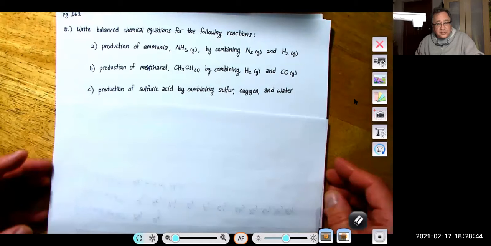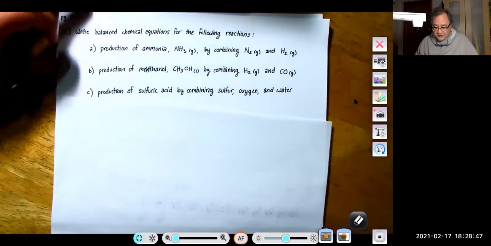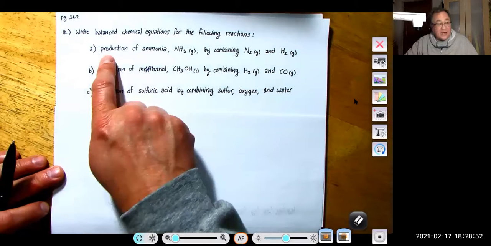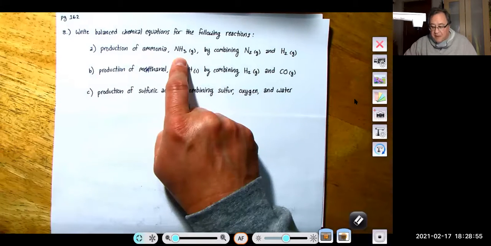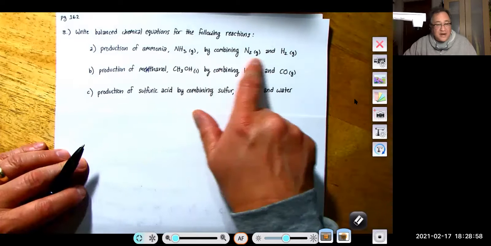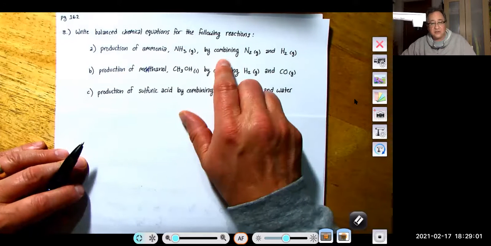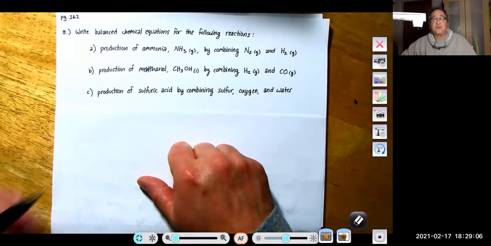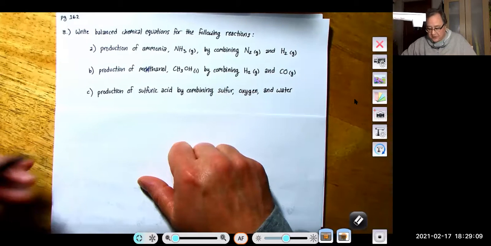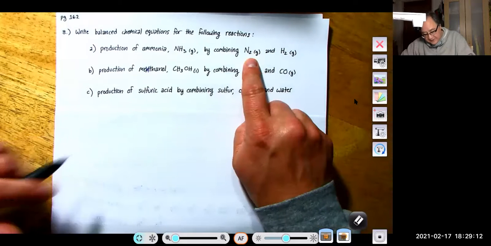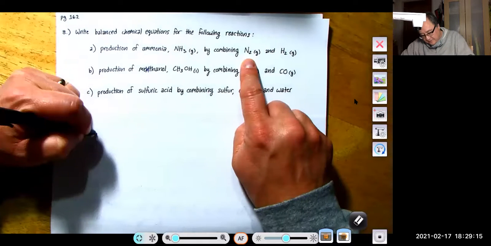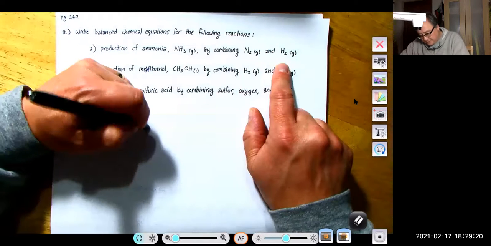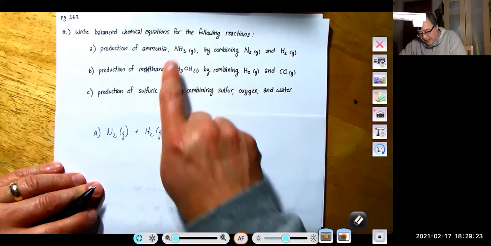Write balanced reaction equations for the following reactions. So here's a key word, production of ammonia. That means that's a product. By combining N2 and H2, well, combining would be another word for reacting, or some other word like oxidizing or precipitating. So this is going to be a reactant, as well as H2. And the ammonia is going to be a product.